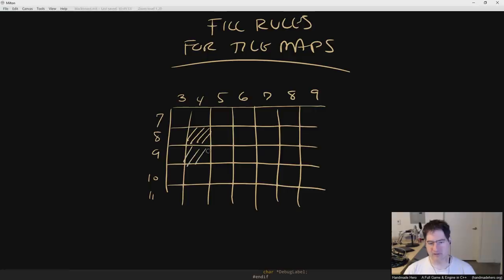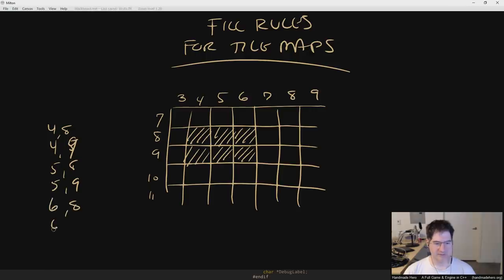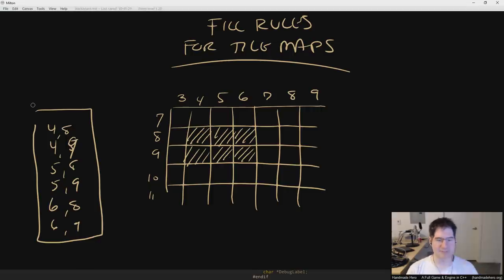that this is the region I'm talking about. Now, we all know what that region is. I colored it in. It's the region that includes 4, 8, 4, 9, 5, 8, 5, 9, 6, 8, 6, 9. That's the region we're talking about. So there's no ambiguity in what I'm trying to say, right? But there's plenty of ambiguity in how I want to encode that.